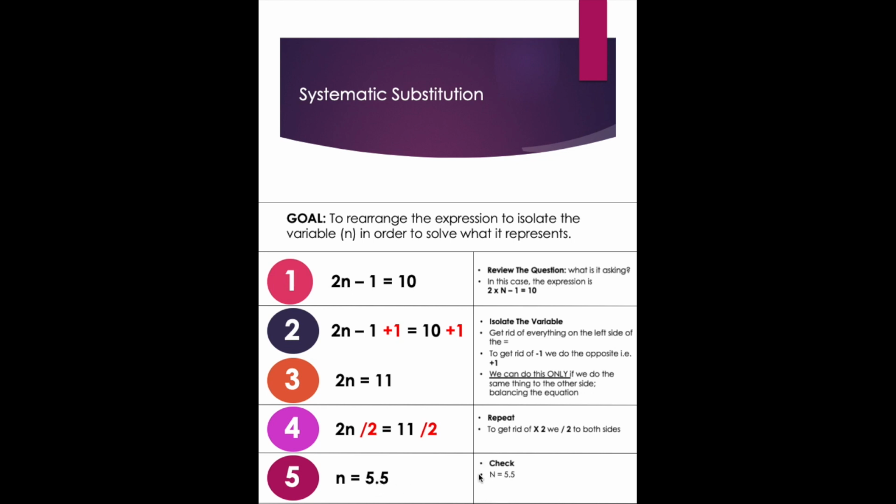The last thing we want to do is check. So if we now input n as 5.5, the question will look like this: 2, and in the brackets 5.5. 2 times 5.5 minus 1 equals 10. I'm going to just double check it up here. So 2 times 5.5 is 11, minus 1 is in fact 10. So that's how we use systematic substitution.